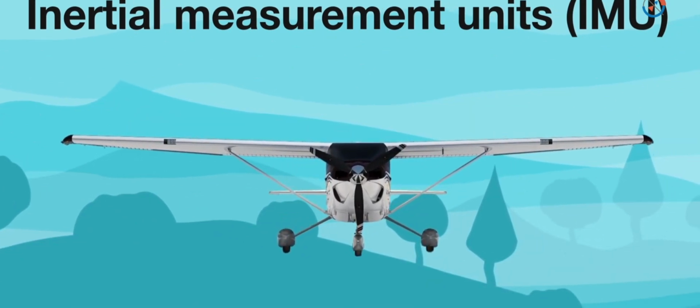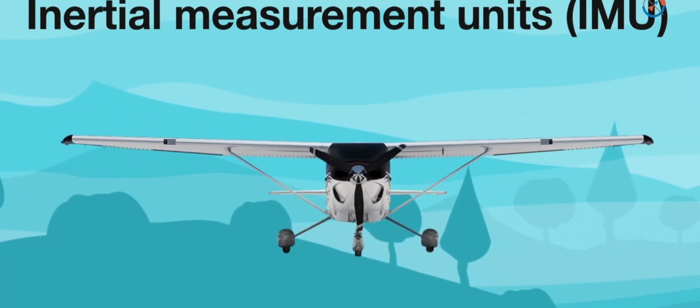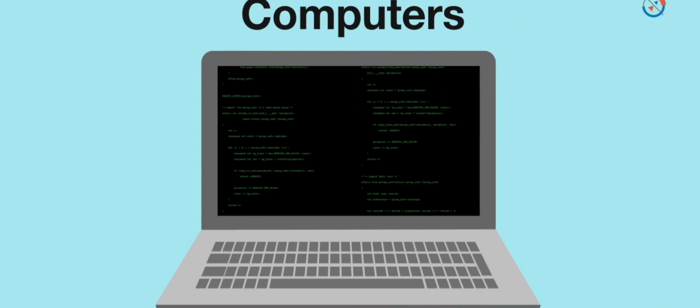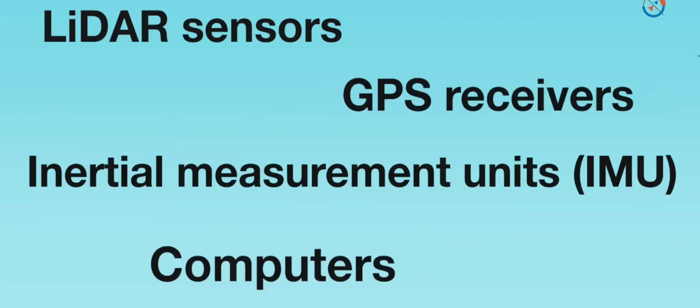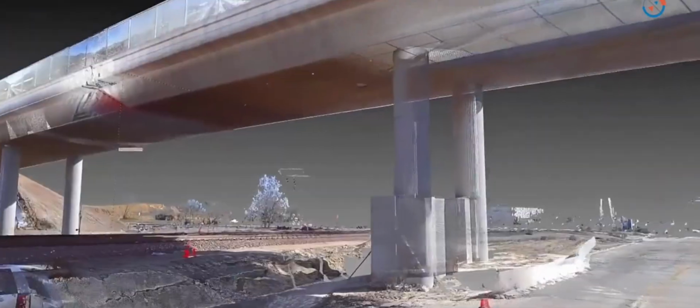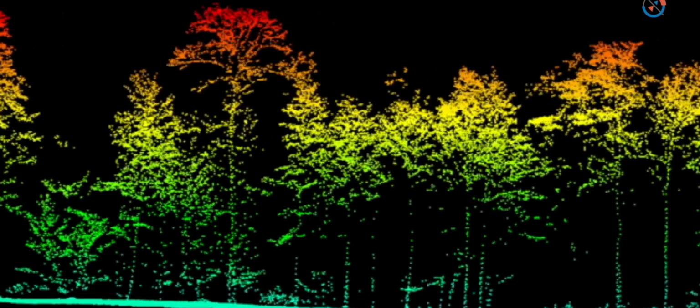Computers capture all of the height information. Inertial measurement units, or IMU, track the orientation and speed of the airplane as it flies. As the lidar scans the surface, these four components of the lidar system work together to produce highly accurate and usable results. Lidar is used for wide area mapping, coastal changes, floodplain mapping, and engineering applications such as mapping bridges and roads.